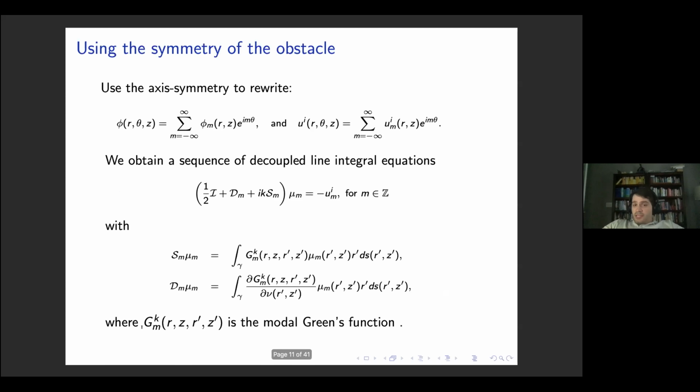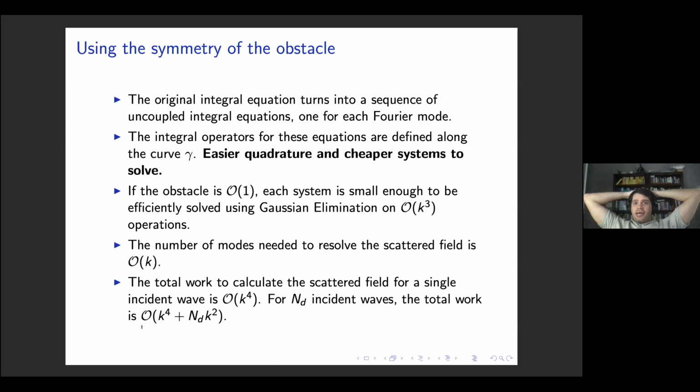So the advantage of applying this is that instead of that big equation, now we're going to have a sequence of equations, one for each of the modes of the decomposition that we choose. And all those equations are uncoupled from each other, so much easier to solve than the previous one. The quadratures to be applied are much easier, and the systems are going to be much smaller to solve.